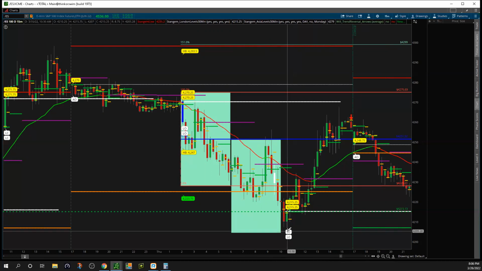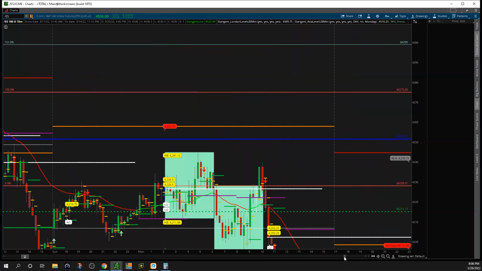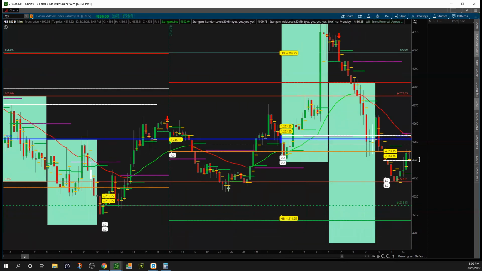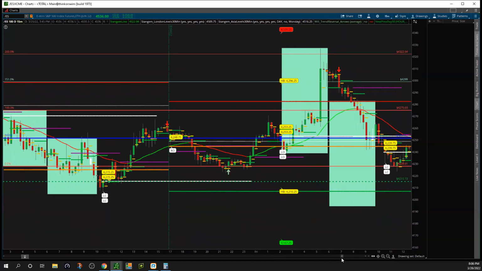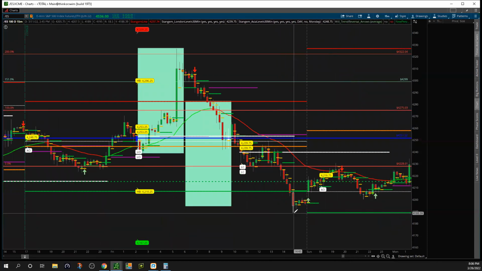Just by what I've seen so far and how many days we've looked, we only had one day that didn't hit by London close. The day before over here, it took until the end of the day to hit.